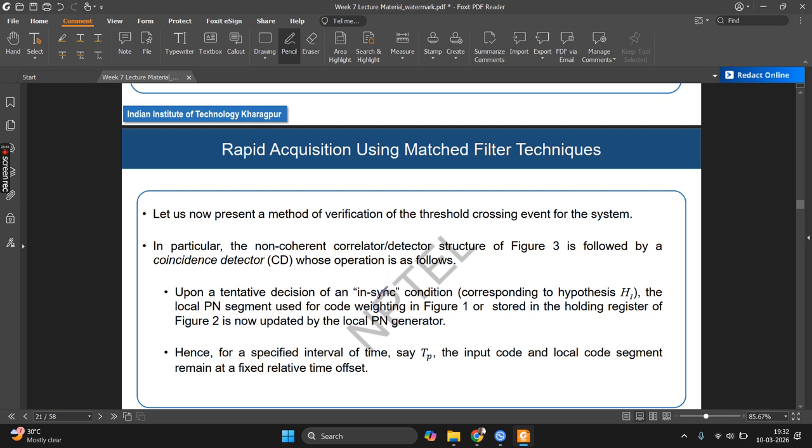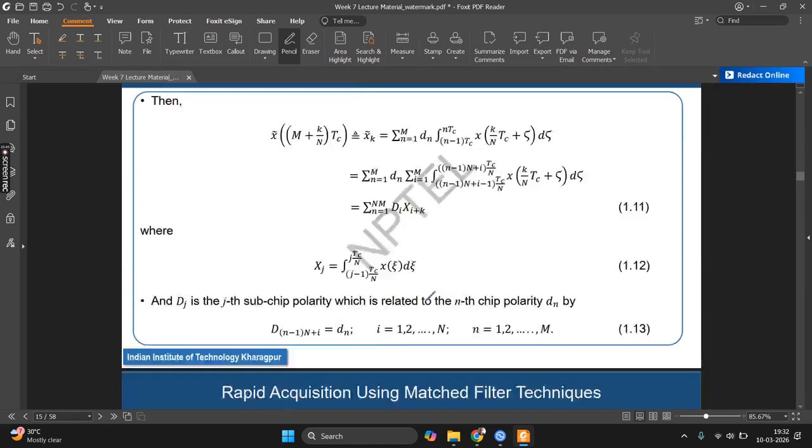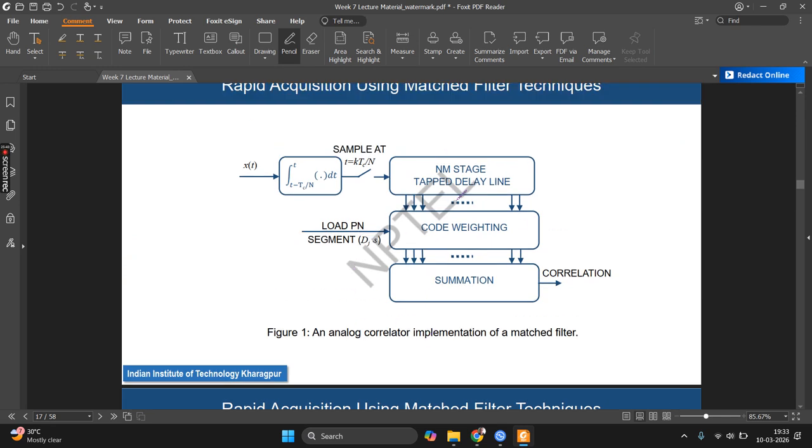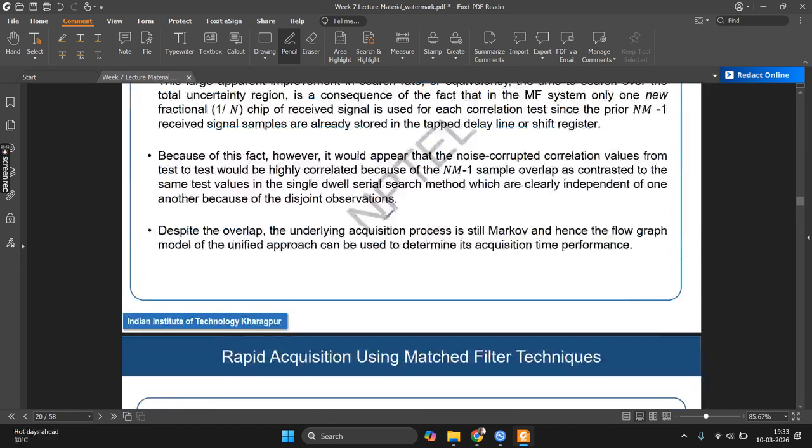Now, in particular, the non-coherent correlator structure is shown here. You are not requiring any local carrier. You are just correlating and making decisions, so it is a non-coherent detection. It is followed by a coincidence detector whose operation is as follows. Upon a tentative decision of an in-sync condition, the local PN segment used for code weighting in figure 1, meaning this one, an analog correlator with match filter implementation is figure 1 here.